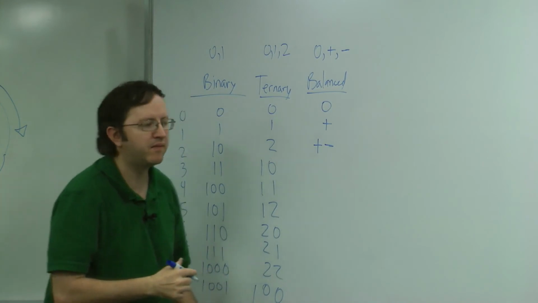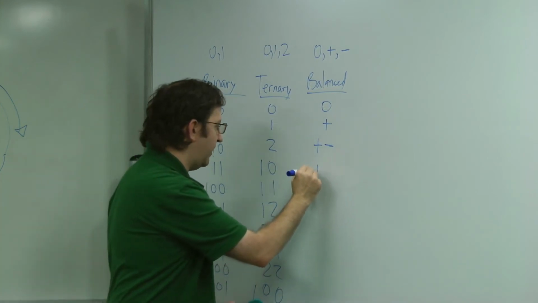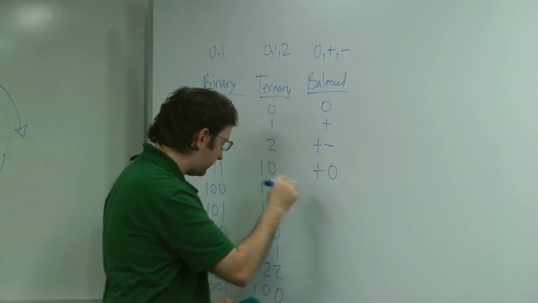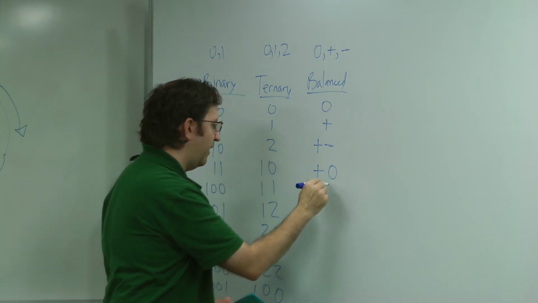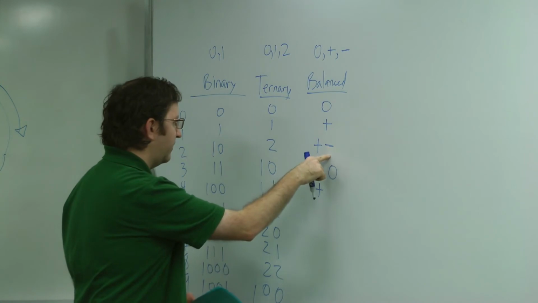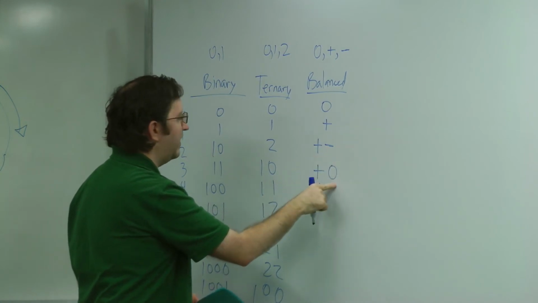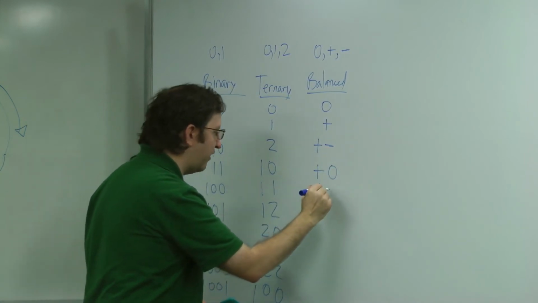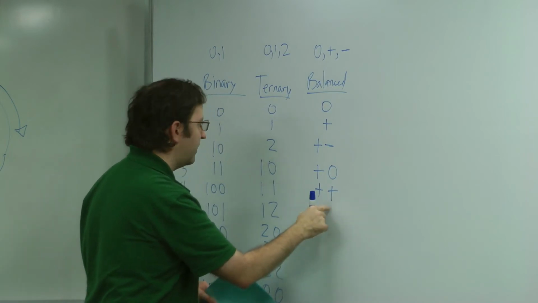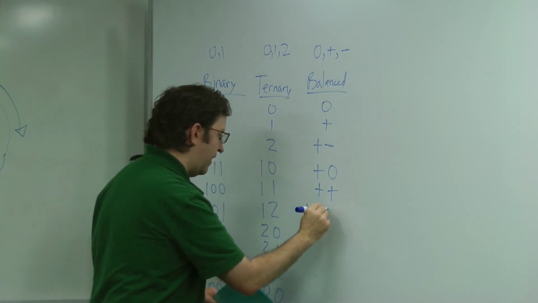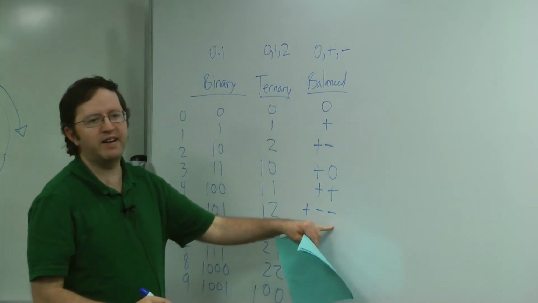minus 1, and 4 is going to be 3, 0, and 5 is going to be 3. Wait. 3 is going to be 3, 0, and 4 is going to be 3, 1. And 5 is going to be 9 minus 3 minus 1.